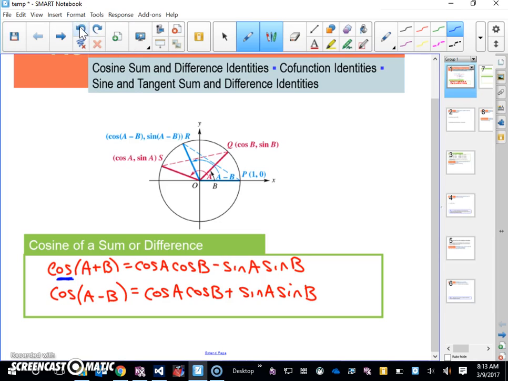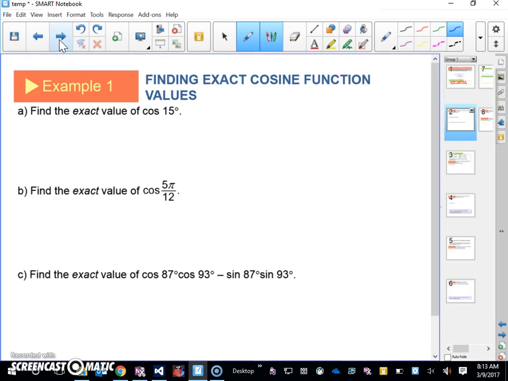The other one is the cosine difference. That means an angle minus an angle, like 45 minus 30 or something. And then you notice cosine, cosine plus sine, sine. That's something to look for. It might help you to memorize even if you don't try.